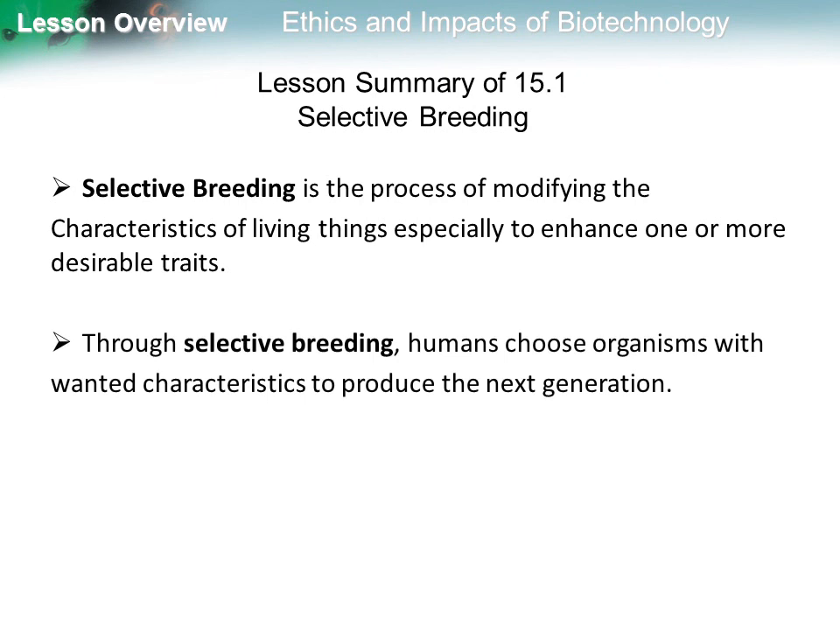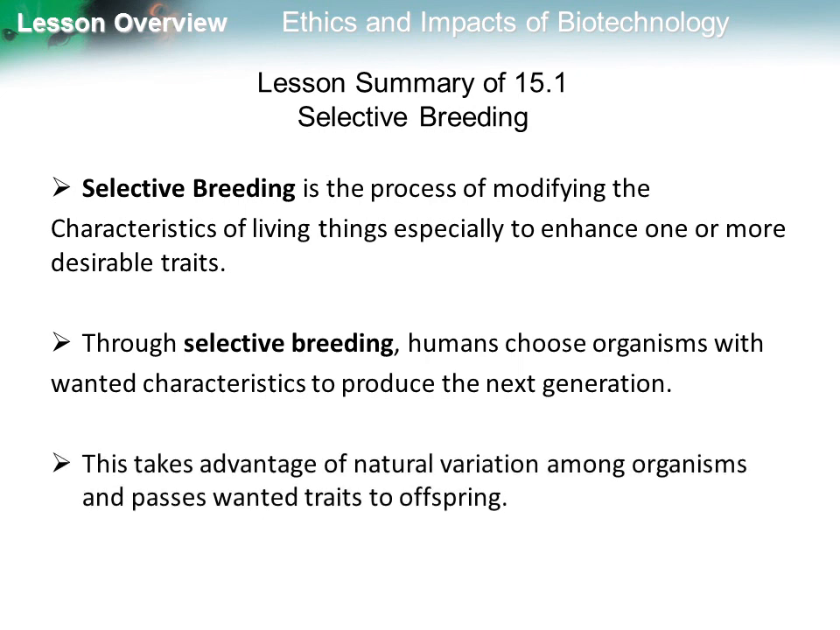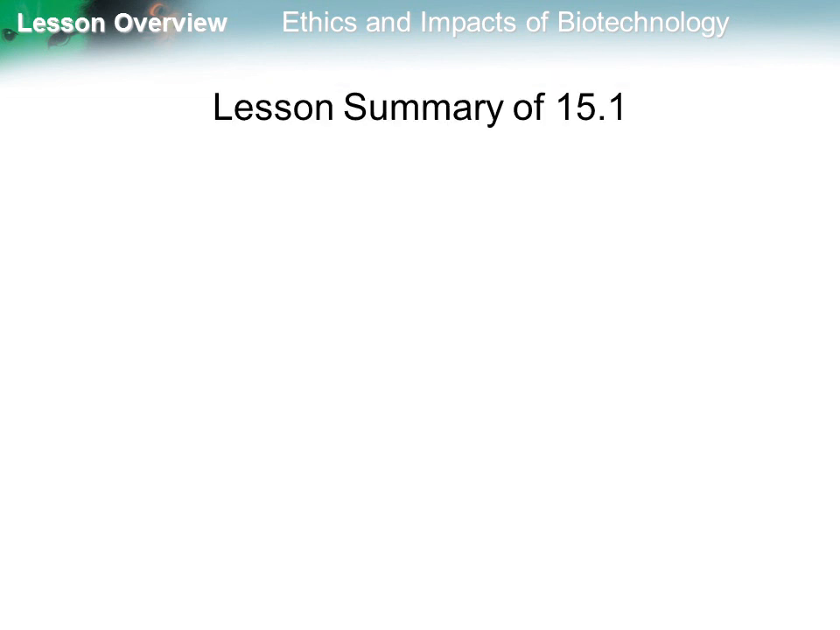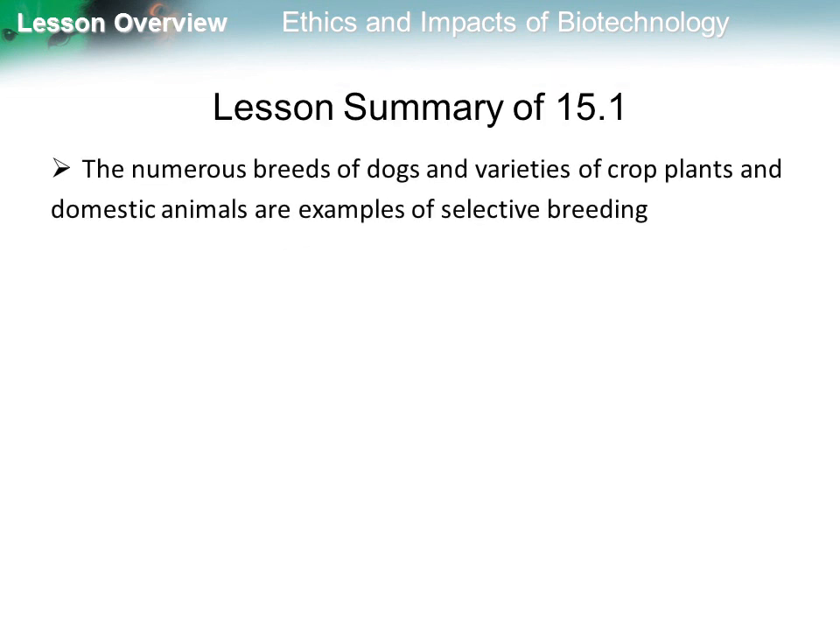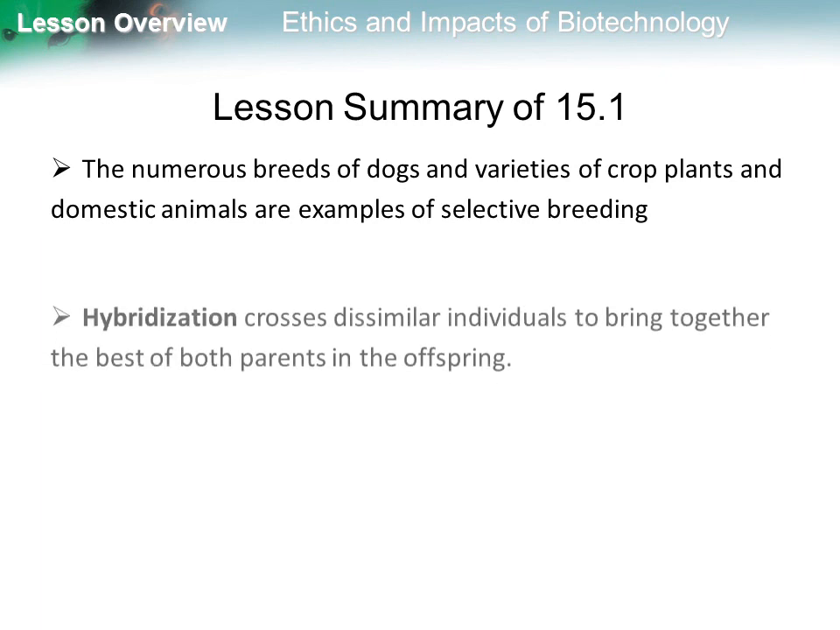Through selective breeding, humans choose organisms with wanted characteristics to produce the next generation. This takes advantage of natural variation among organisms and passes wanted traits to offspring. Now let's see some examples of selective breeding. So the numerous breeds of dogs and varieties of crop plants and domestic animals are examples of selective breeding.